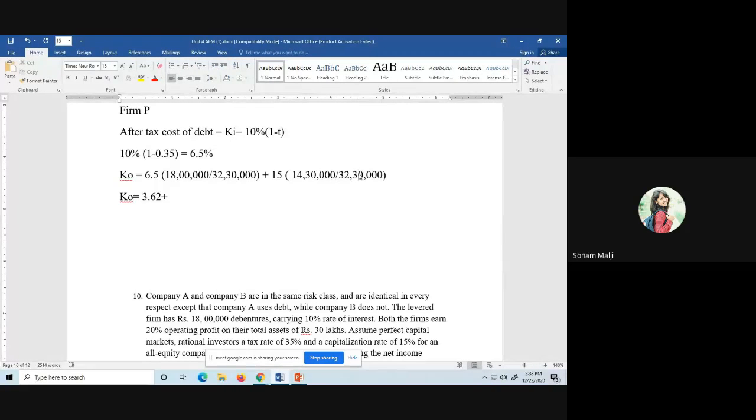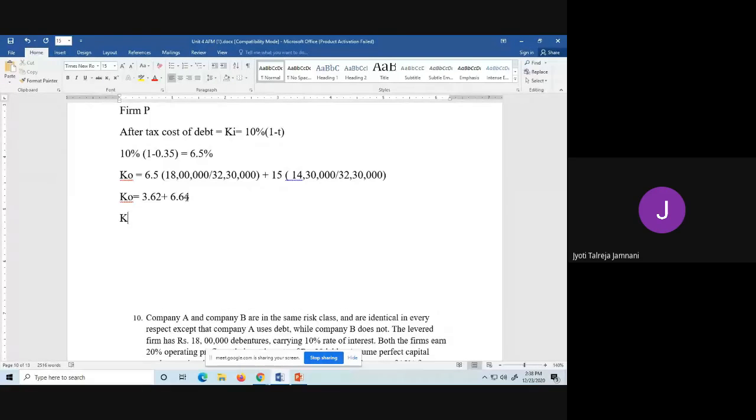6.64. Weightage is 0.44 into 15. If I do 6.64. So 3.62 plus 6.64. When we add both, we get the weighted average cost of capital, which is equal to 10.26%.